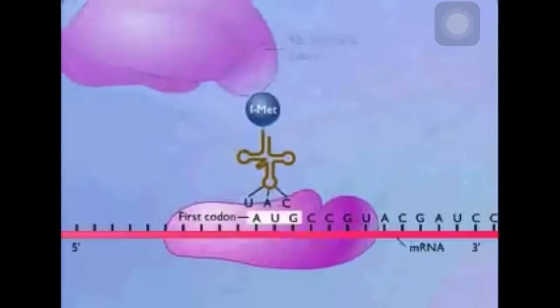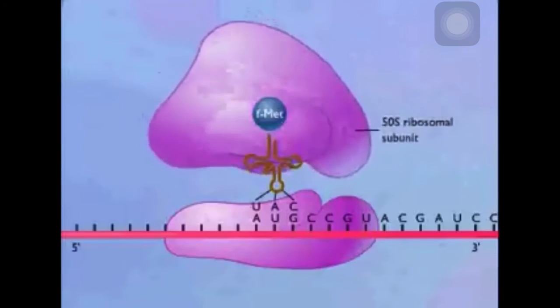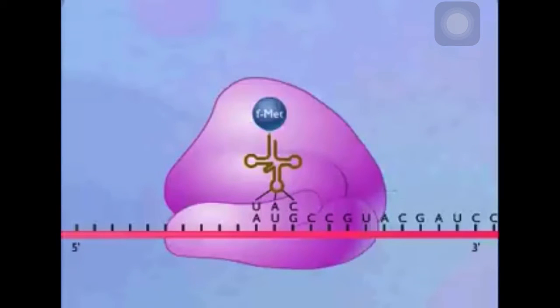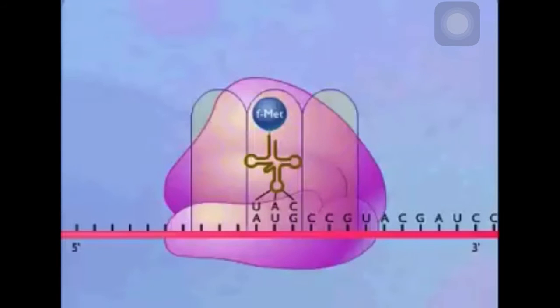Then, the large ribosomal subunit attaches to the initiation complex. To complete the translation initiation complex, proteins called initiation factors are needed to assemble all these components together. Energy is provided by the hydrolysis of GTP. Initiator tRNA is located in the P site of the ribosome. The A site is empty, available for the next amino acid tRNA to enter, that has an anticodon complementary to the second codon on mRNA.